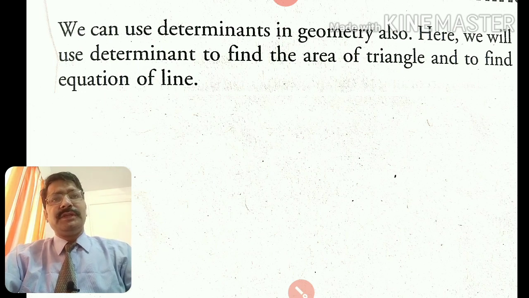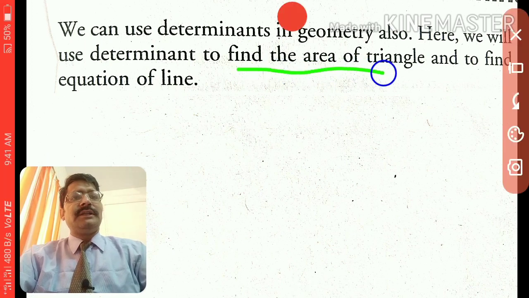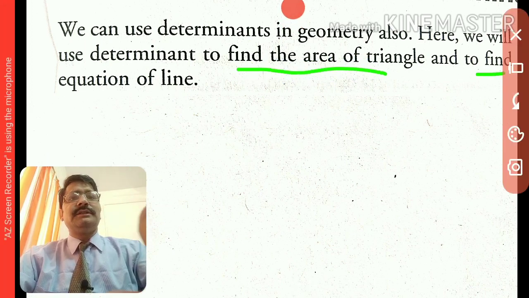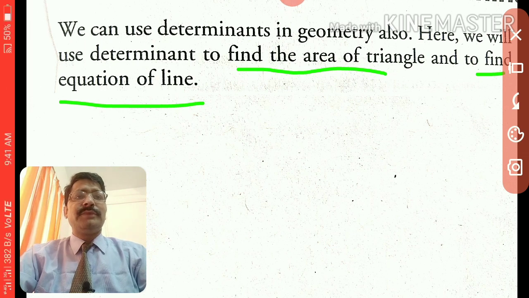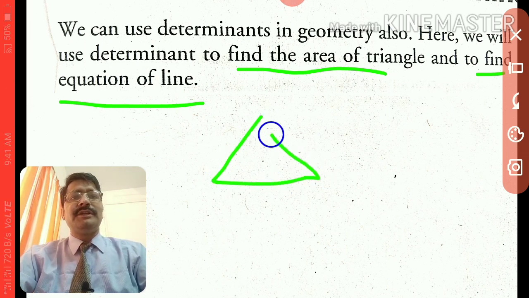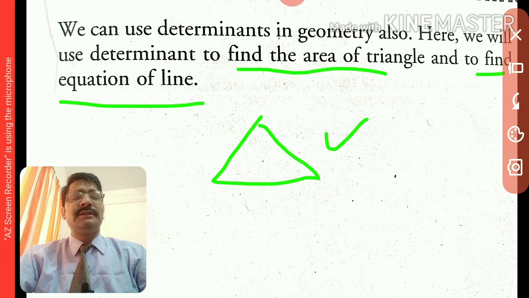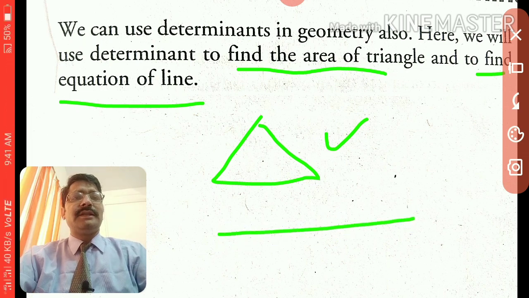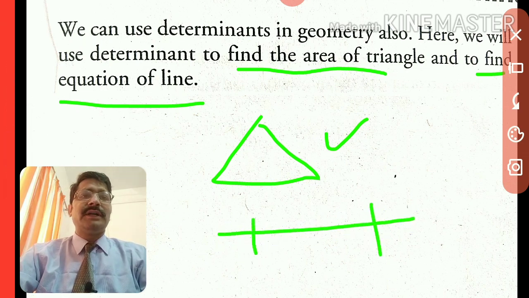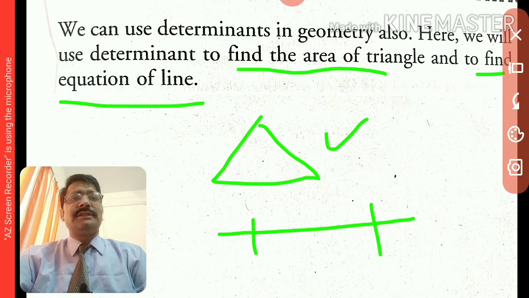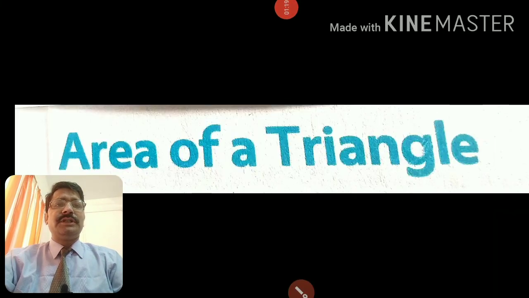Here we will use determinants to find the area of a triangle and to find the equation of a line. That is the main part. Here a triangle will be given to you and you have to find the area, and a line will be given to you and you have to find the equation of this line. So these types of questions we will do, starting with the area of a triangle.